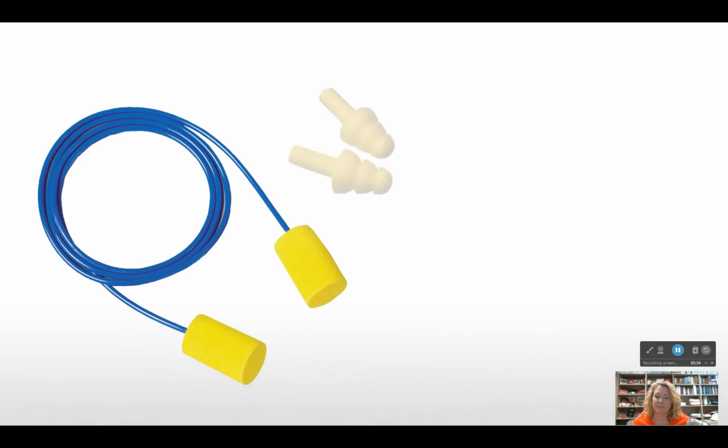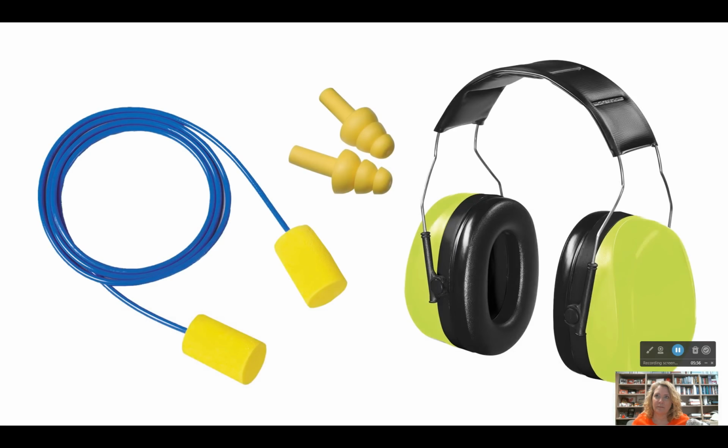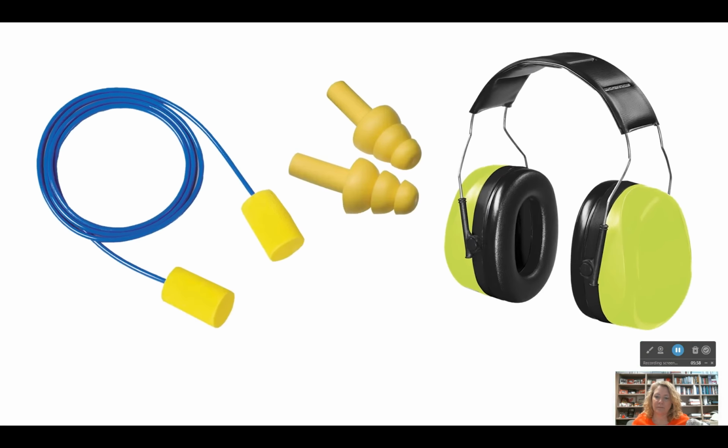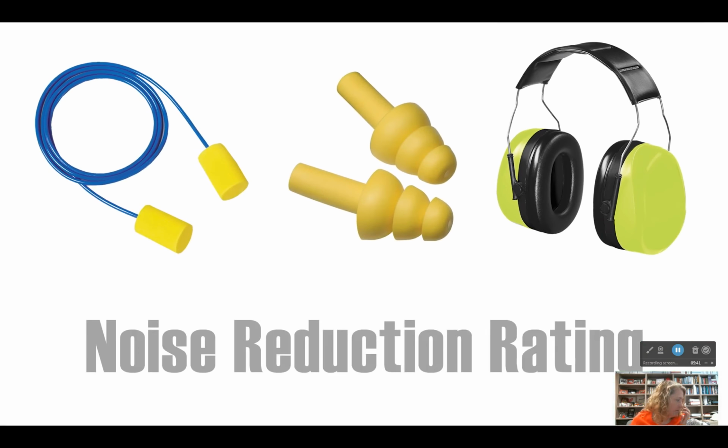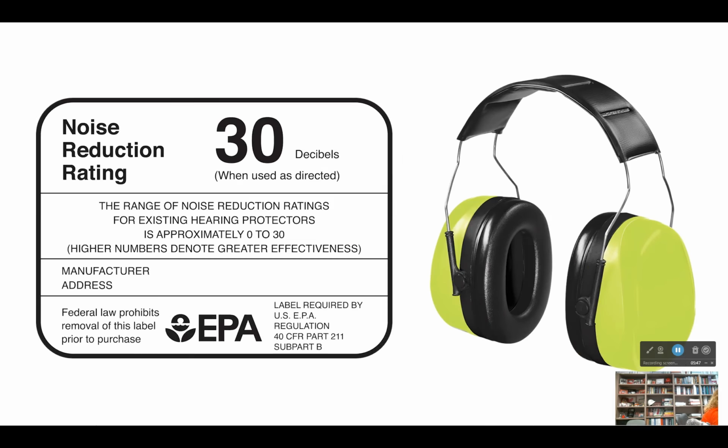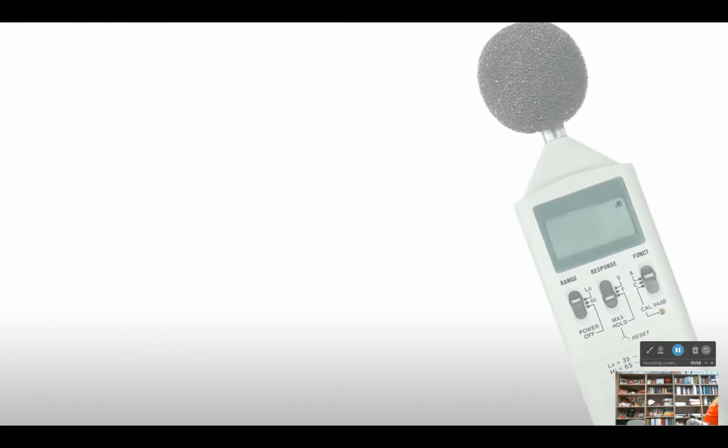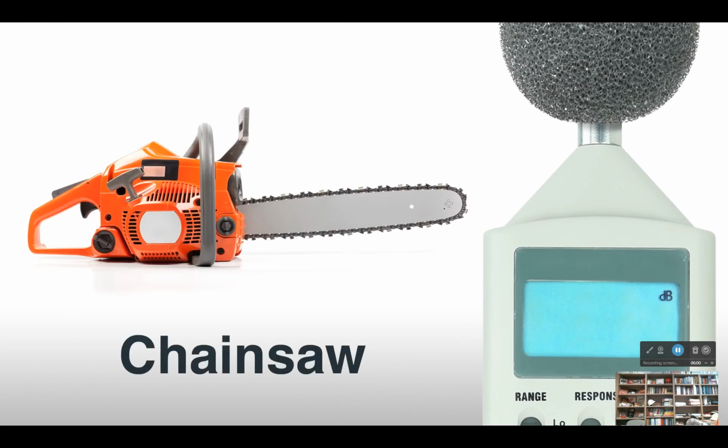All hearing protection devices are individually rated by how well they reduce noise. This noise reduction rating, or NRR for short, is clearly visible on the label of every hearing protector sold in the United States today. These earmuffs, for example, have an NRR rating of 30, meaning they will provide 30 decibels of protection, reducing the sound of a chainsaw from 100 decibels to a much safer 70 decibels.